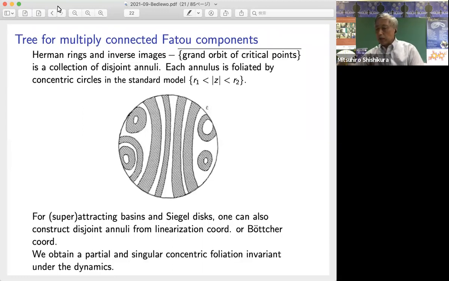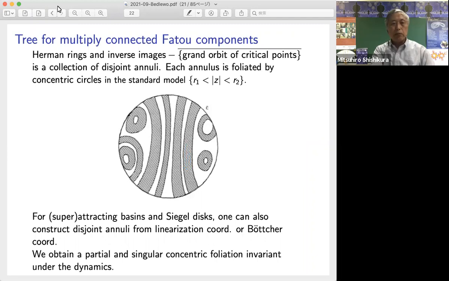So basically, the Julia set is excluded from this foliation. So it's only a partial foliation. And in between you have singular leaves with the critical points. So what you get is a partial and singular foliation, and concentric in the sense that the leaves are just like the concentric circles of the standard model. And the foliation is invariant under the dynamics. Okay, so this is what you get under Herman rings or other types, other than parabolic basins.